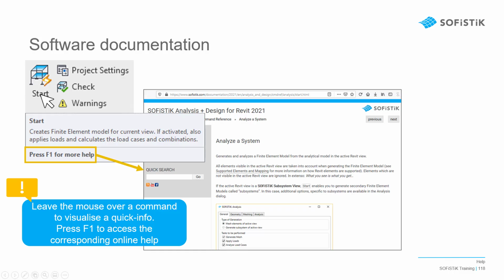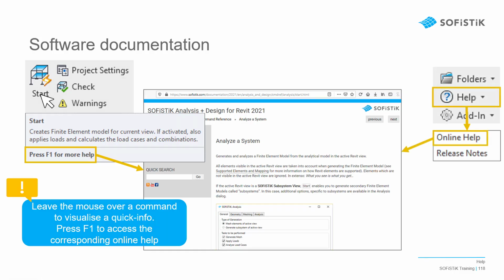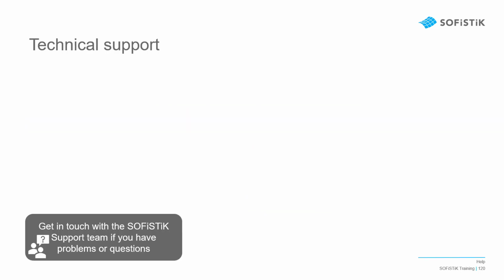You can also access the documentation via the Help menu of Sophistic Analysis and Design, which will lead you to the entire document. Should the documentation and available training material not be sufficient, or if you encounter a problem or a bug, or even if you have a development request, you may also contact our support team.